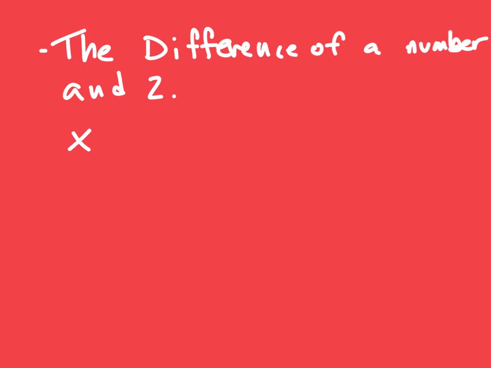I would say x minus 2. Now, I could also choose any other variable. I would say k minus 2, or m minus 2, or r minus 2. It doesn't matter the variable, but I want to make sure that I'm saying the variable and 2.